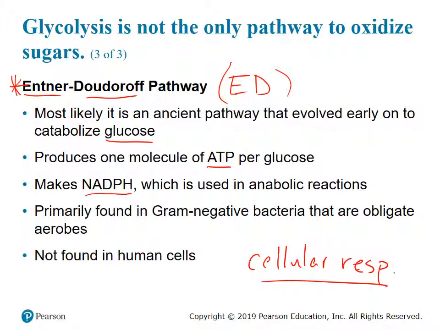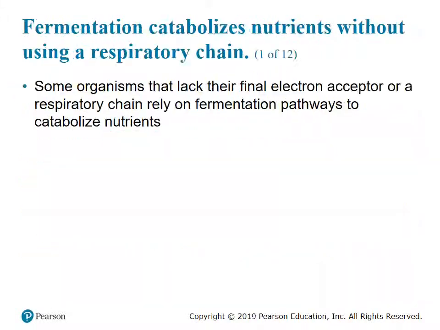Before cellular respiration, scientists believe that the ED pathway started first, in fact. So where do you find the ED pathway? You find it in gram-negative bacteria, those ones that are obligate aerobes or aerobic organisms. Okay.